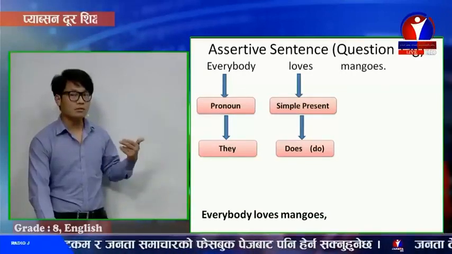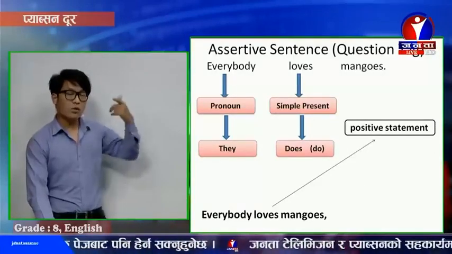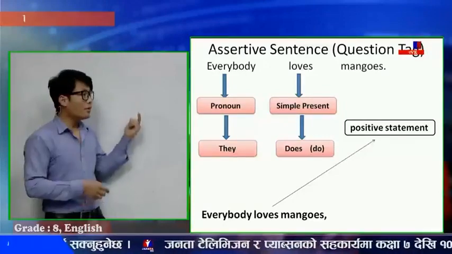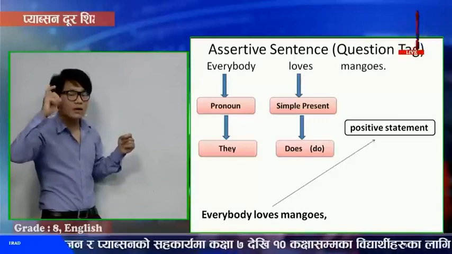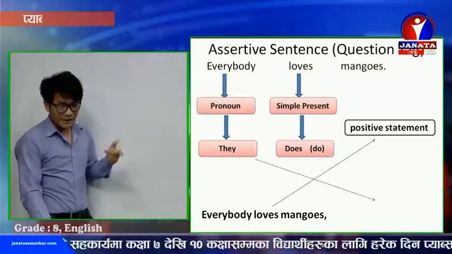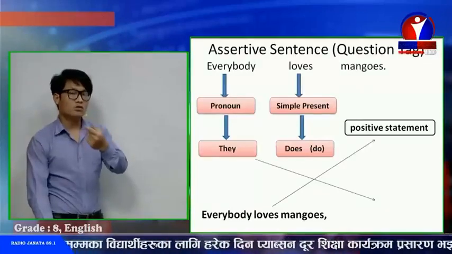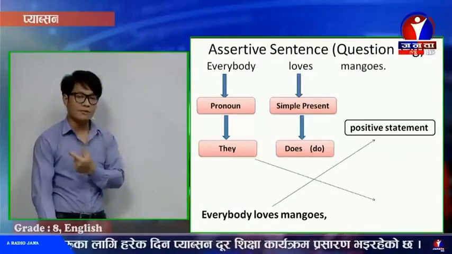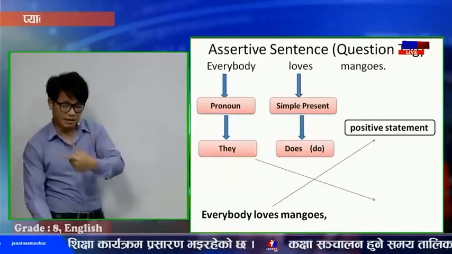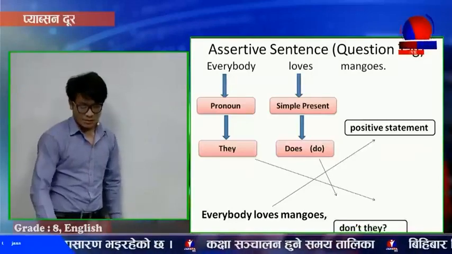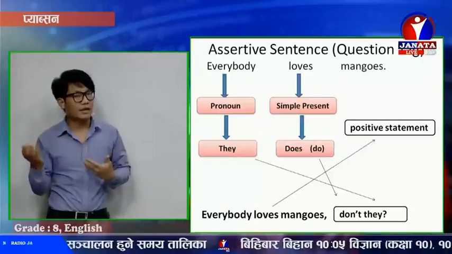Everybody loves mango. This is a positive statement. And now the question tag should be negative. So everybody, this subject, changes into the pronoun THEY, and they take which auxiliary verb, do or does? So obviously they take the do auxiliary verb. So as this is a positive statement, the question tag should be negative. That's why we write don't they. Everybody loves mango, don't they.